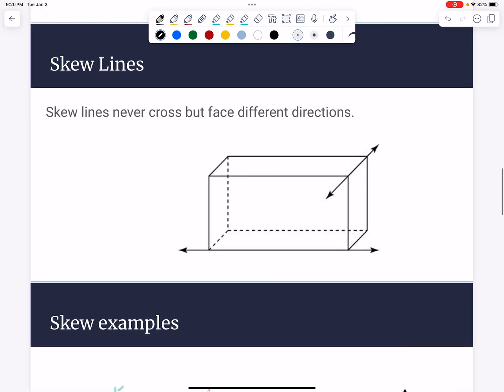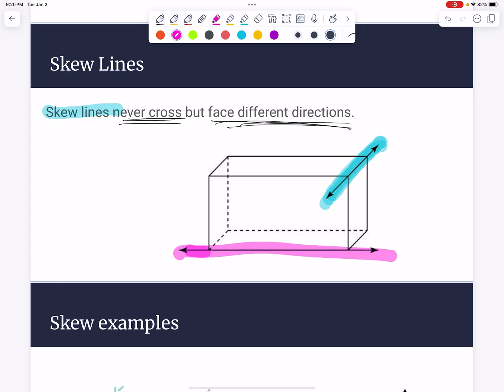So what does it mean to be skew? What are skew lines? Skew lines never cross, so that's similar to parallel, but instead of facing the same direction, they're going to face different directions. So this blue line will never ever cross this pink line, but they're facing different directions.